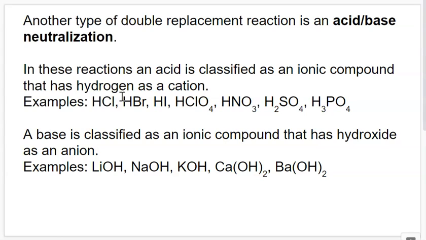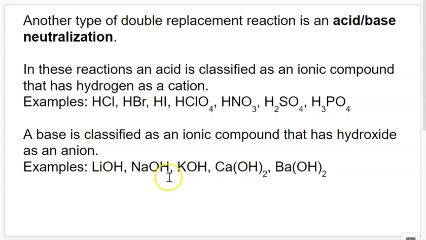double replacement. The first is an acid, which is an ionic compound that has hydrogen as a cation. Hydrogen being in the first column on the periodic table is going to have a +1 charge. So that's going to determine the types of ionic compounds it can make. So we see HCl, HBr. A lot of acids have fancy names like hydrochloric acid, hydrobromic acid, hydroiodic acid, chloric acid, nitric acid, sulfuric acid, phosphoric acid. But you don't necessarily need to call them by those names.